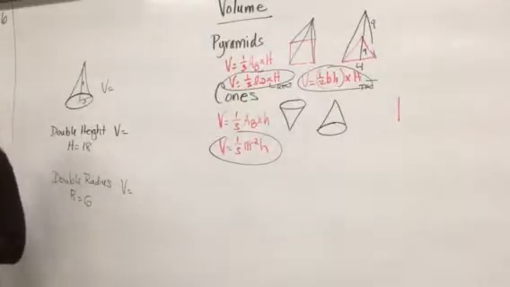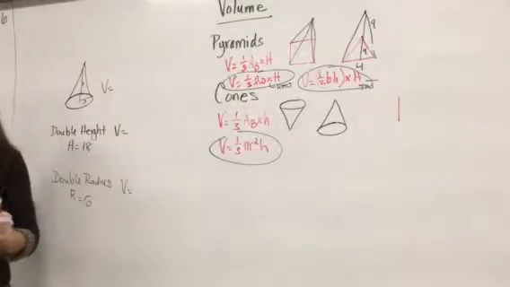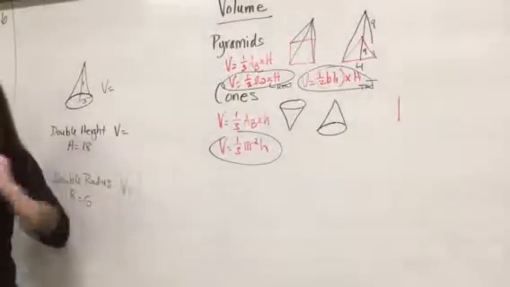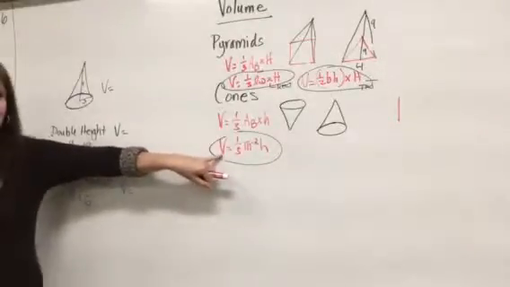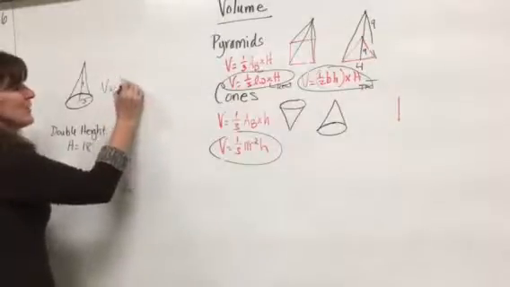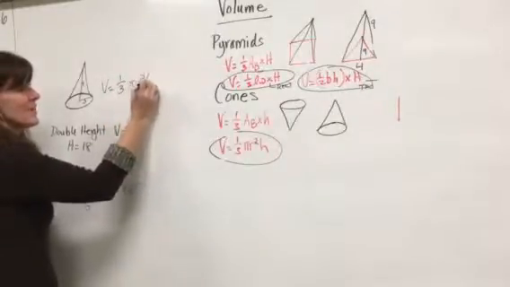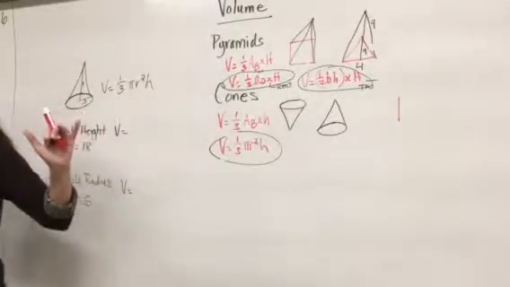Yes? The volume. What, it's on the board. It's like in this area. It's right here. Pi r squared. And then 1/3 pi r squared times height. Okay? So just look at this.